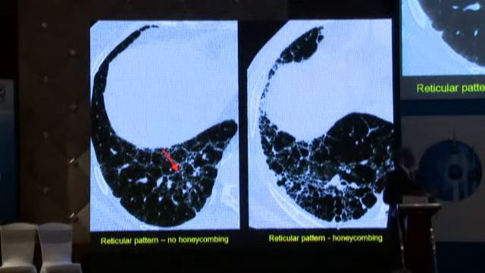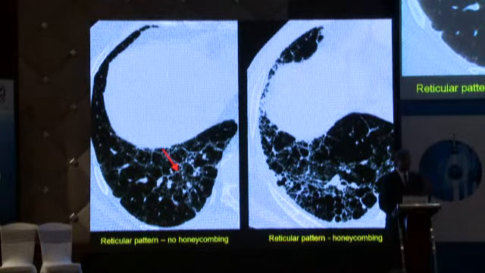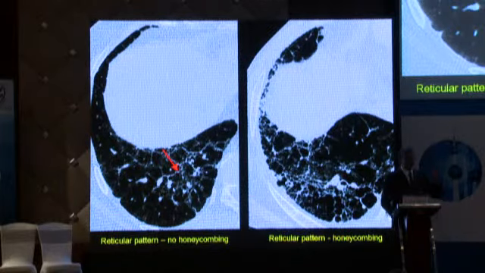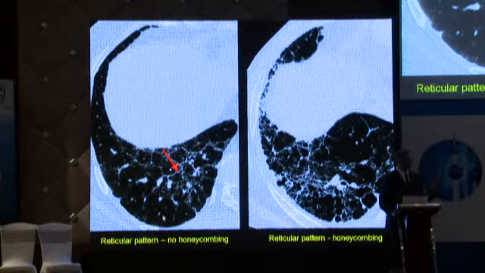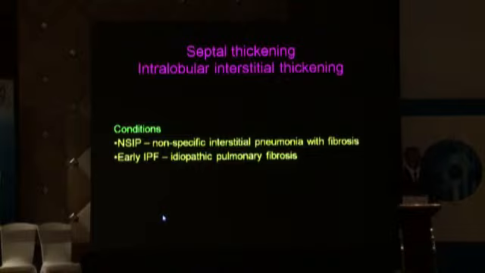We then move on to another entity that is equally important, and that is a reticular process that looks like a UIP pattern, but there is no honeycombing. So you've got areas of intralobular, interstitial, and septal thickening. It all looks quite bad, but there are no cystic areas. There's no honeycombing at all. And when we see this, we're pretty much dealing with the NSIP pattern, or the non-specific interstitial pneumonia with fibrosis pattern.